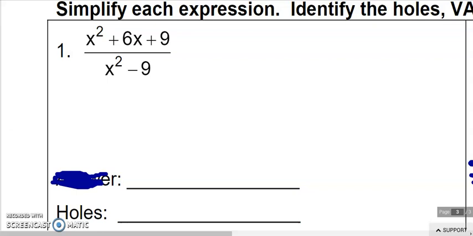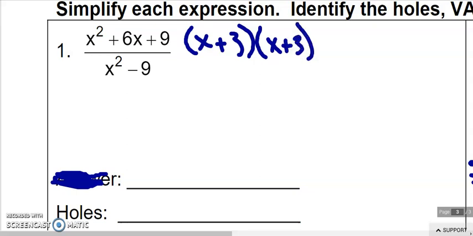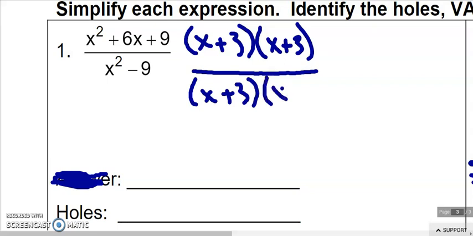So if I factor x squared plus 6x plus 9, it splits into x plus 3 and x plus 3. Because 3 times 3 equals 9, and 3x plus 3x equals 6x. The x squared minus 9 will factor into x plus 3 times x minus 3, because positive and negative 3 multiply to negative 9, and 3x and negative 3x cancel out, which matches with the missing value in the middle of the fraction.